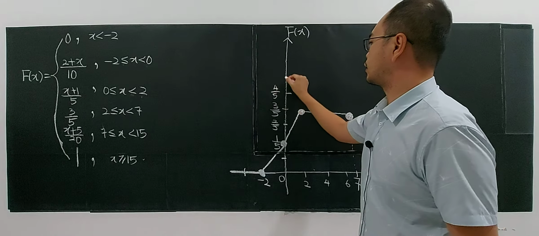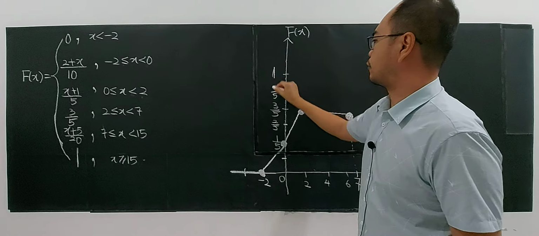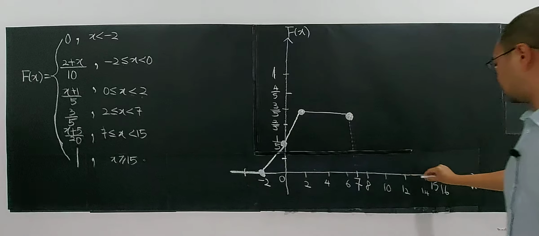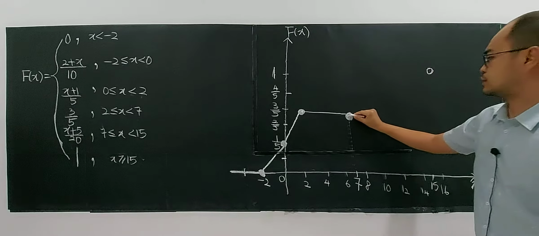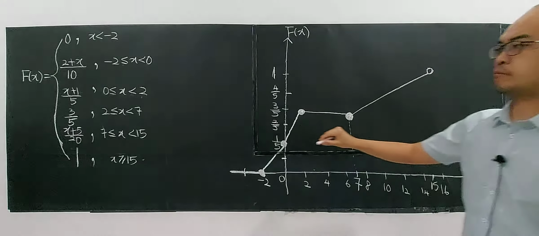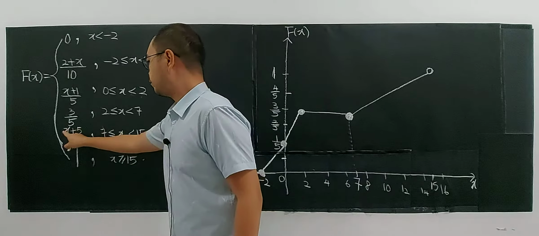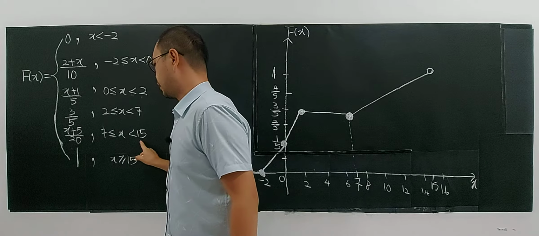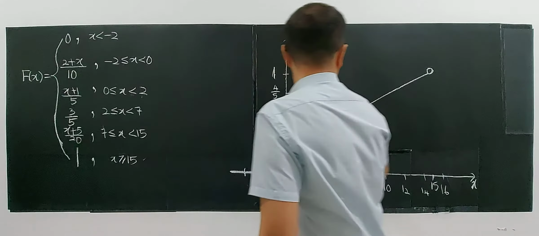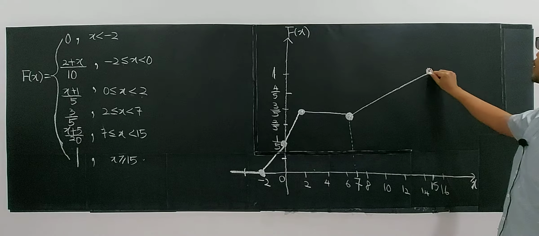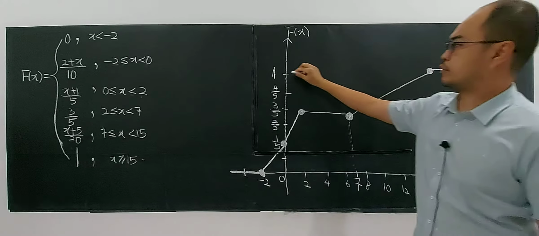This is cumulative: 1 over 5, 2 over 5, 3 over 5, 4 over 5, 5 over 5, 1. So at last, at 15, it will be at 1. This is a straight line also, from 7 to 15. During 15, you're getting 1. After 15, it is also 1, so this is filled in, and the value is 1.